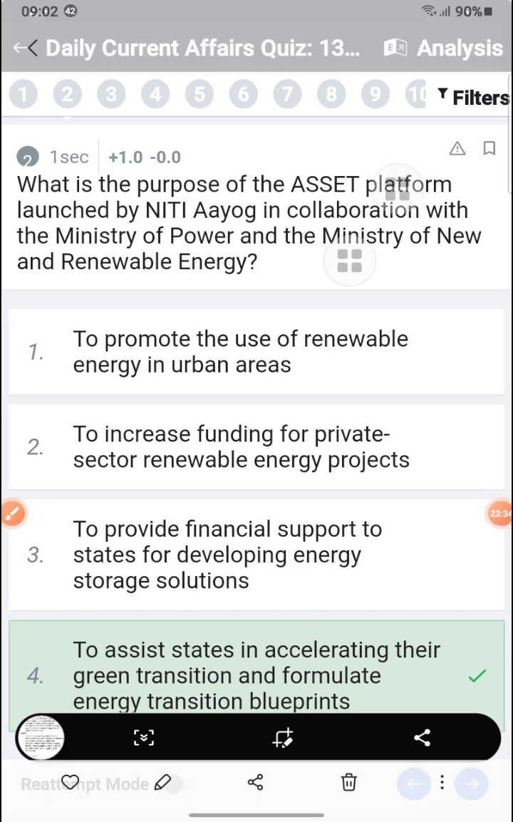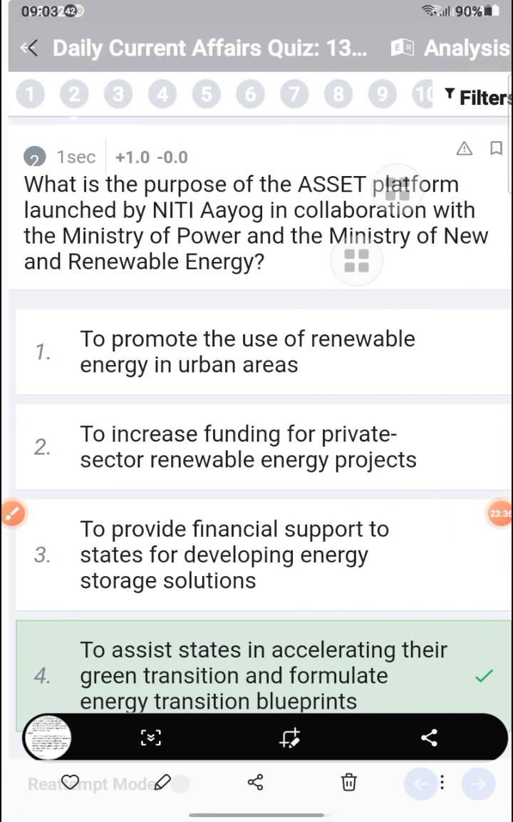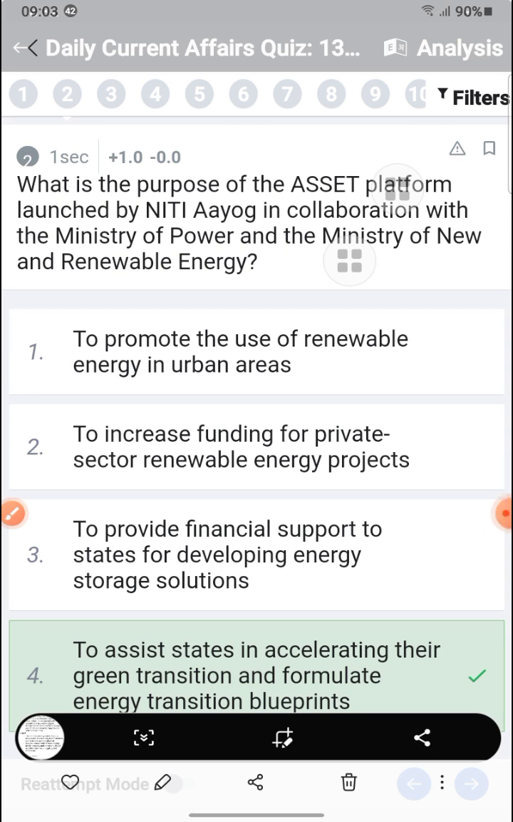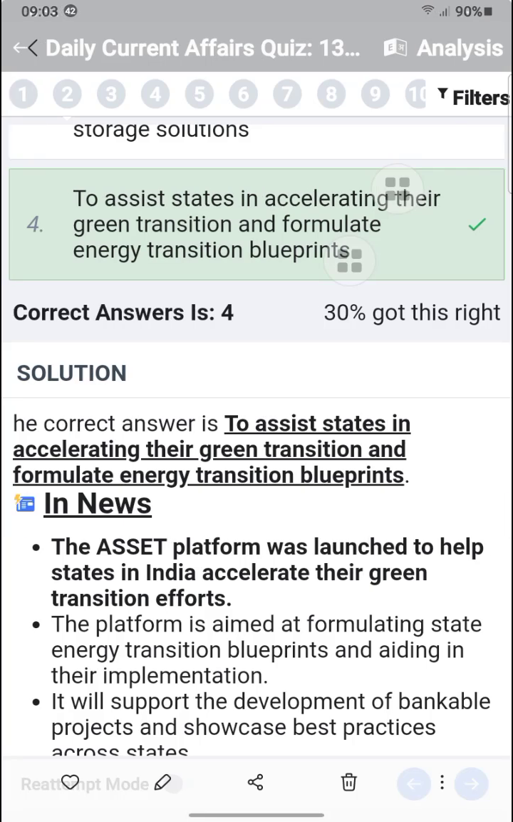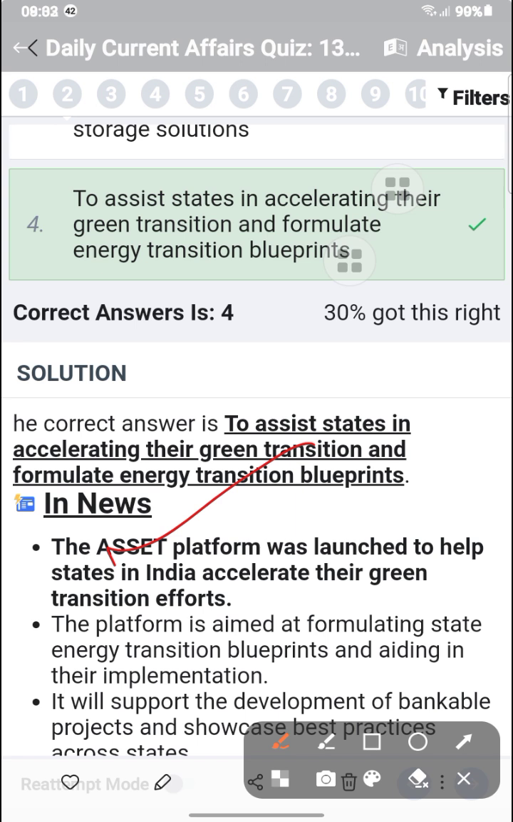Now, ASET: NITI Aayog, in collaboration with the Ministry of Power and the Ministry of New and Renewable Energy, launched it to assist states in accelerating their green transition and formulate an energy transition blueprint. ASET is a platform launched to help states in India with the green transition.